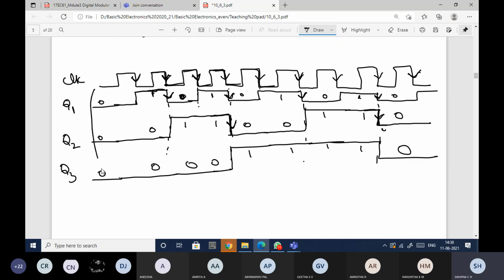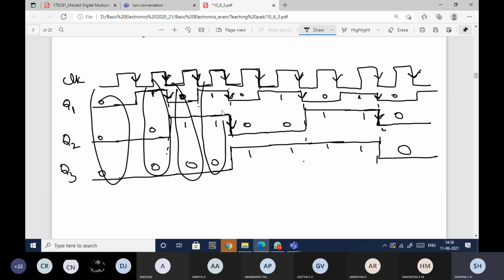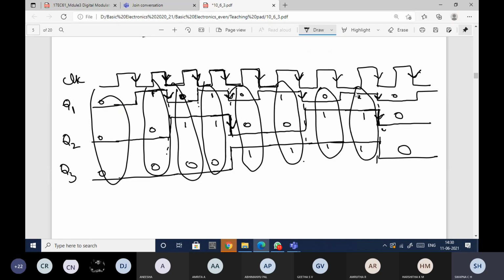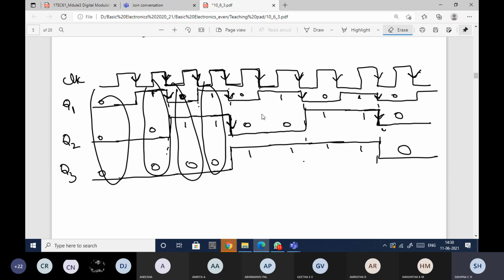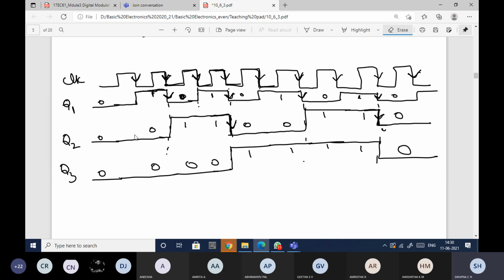If you observe, 0 0 0, 0 0 1, 0 1 0, 0 1 1, 1 0 0, 1 0 1, 1 1 0, 1 1 1. You read from Q3 to Q1, and again it is going back to 0 0 0. So this is the other way of explaining the same circuit. Whichever you feel comfortable with, you can explain. Both I have given in the notes. Whichever method you feel comfortable with, you can use that.